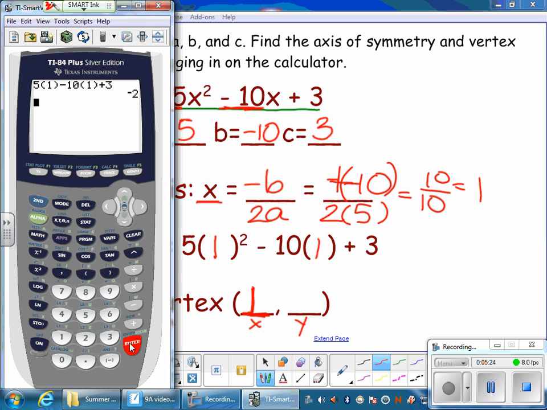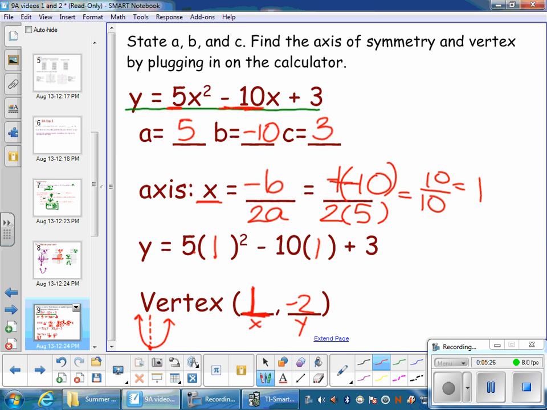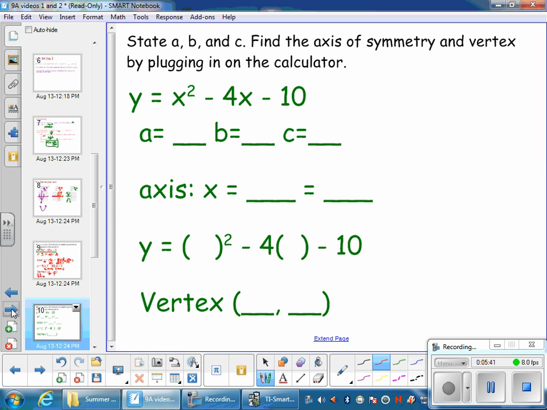And if I did that in my head, I can also do 5 times 1 is 5, minus 10 plus 3. 5 plus 3 is 8, minus 10 is negative 2. So just double check. What that means is this point right here is 1, negative 2. So go ahead and pause the video and try the same formula, negative b over 2a on this one.